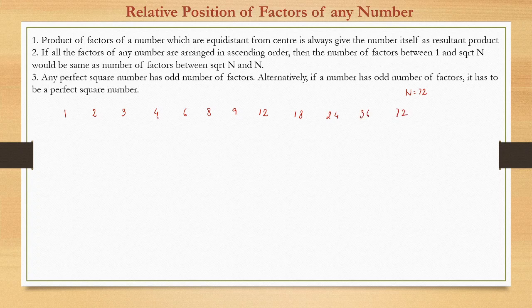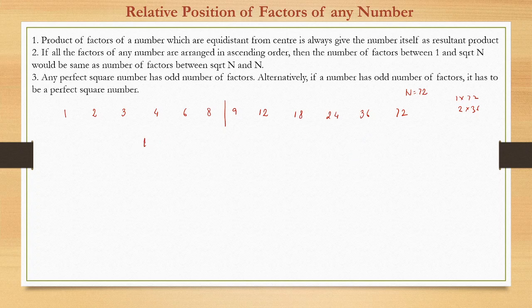Those of you who didn't get how to write, you can write in the traditional way of 1 into 72, 2 into 36, that way. Now, as I told, the numbers equidistant from the center, if multiplied, give the same product. So that means it has 12 factors, 12 number of factors.